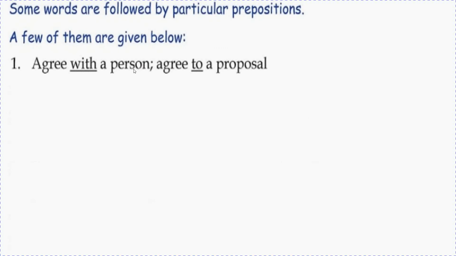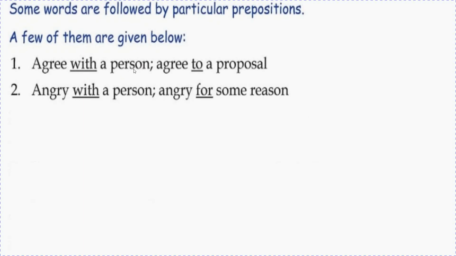Now, some words are there, children, which are followed by particular prepositions. A few of them are given below. And children, you have to keep in your mind that prepositions change with the sentence. So, you have to take care for which sentence we will use which kind of preposition. Let's see. Like agree with a person but agree to a proposal. In the same way, angry with a person but angry for some reason.